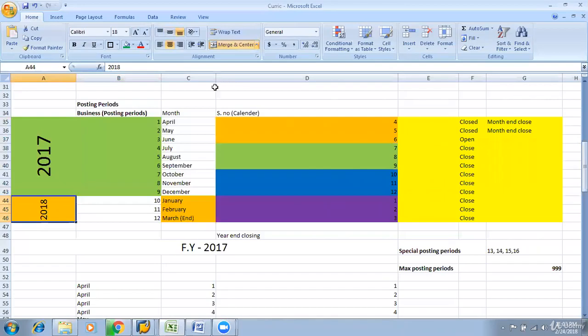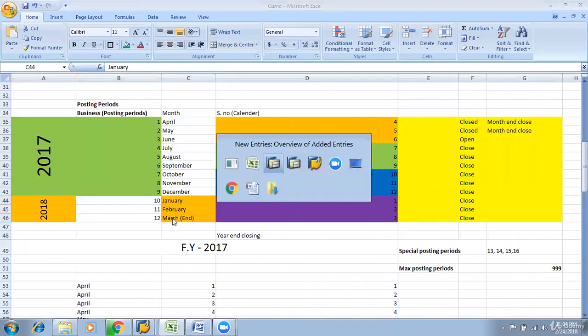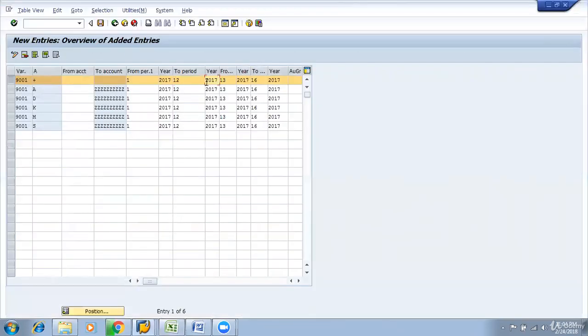Because we have already told in my fiscal year variant year shift. Remember the column year shift -1? We have already told the system that January, February, and March fall under 2017. So periods 1 to 12 fall under 2017, though the calendar year is different. My fiscal year is 2017 still. I hope this solves it. Next, it says from period 2 period and year.